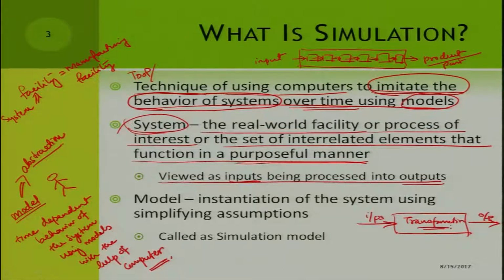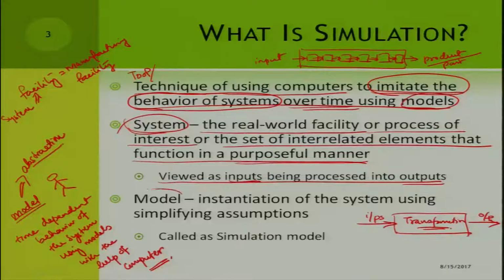And in this course, we are trying to study the transformation process using computer models and study the behavior of this transformation process over time, how it behaves as time progresses. So, as I said earlier, a model is an abstraction of a system. A model is an instantiation. Instantiation can also be called an abstraction. In this case, you are studying a particular viewpoint of the model.